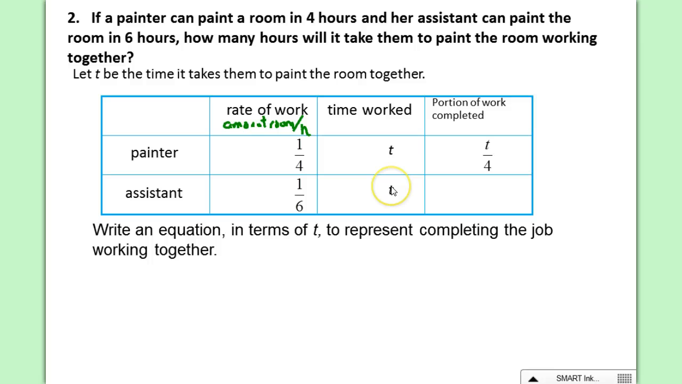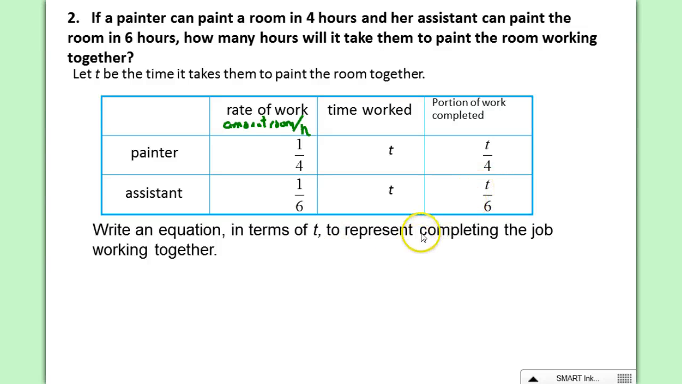So after T hours, how much did he finish? Well, if T was 6, he'd be done, and so on. If you just multiply speed times time together, you get the distance they traveled, or in this case, the amount of the room. So it is really a similar context to distance, speed, time.